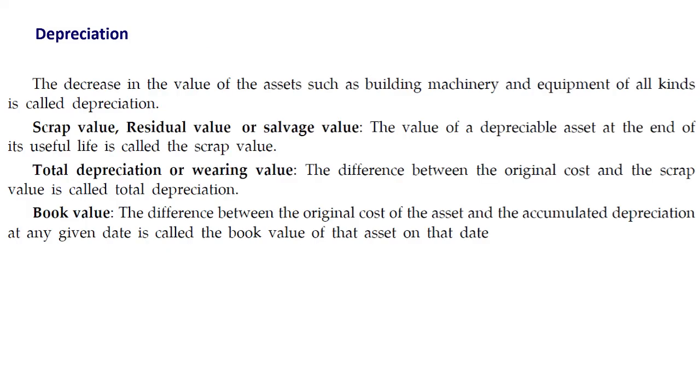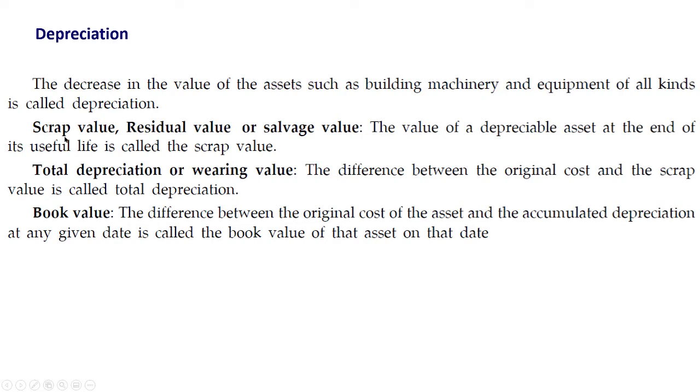First we will see what depreciation is. We are familiar with this term depreciation with respect to vehicles and individuals. If we take it from the point of view of a factory, the decrease in the value of assets such as building, machinery and equipment of all kinds is called depreciation. We are familiar with depreciation with respect to two-wheelers or cars, etc. In companies also this term is used. The decrease in the value of assets such as building, machinery and equipment is called depreciation.